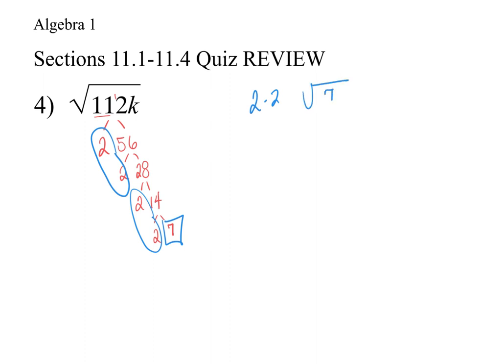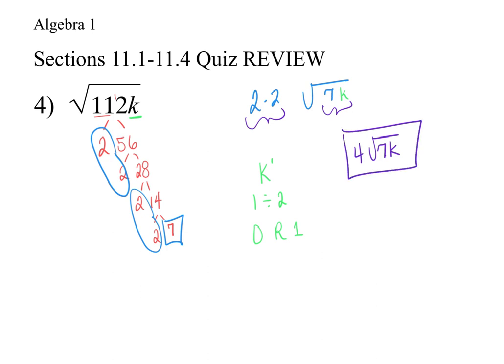And then I look at my variables. If the exponent on your variable is less than your index, they're all going to stay in. But the rule is, take your exponent divided by your index. 2 goes into 1 0 times with a remainder of 1. So that means one of your k's is going to stay in. And then to simplify it, just multiply everything that's on the outside, multiply everything that's on the inside. And that is your answer.